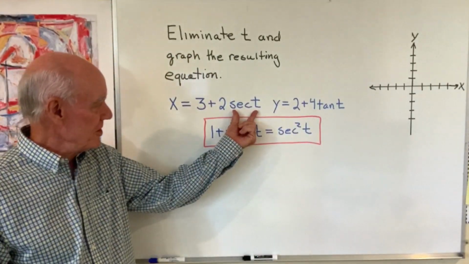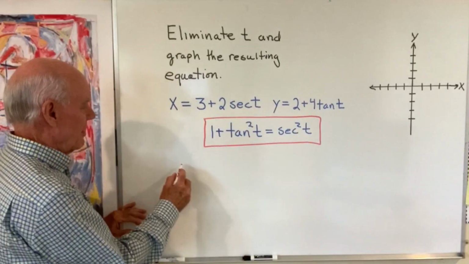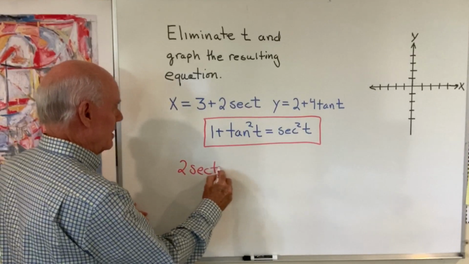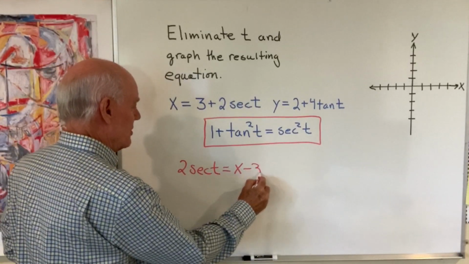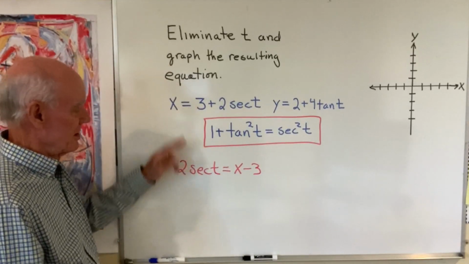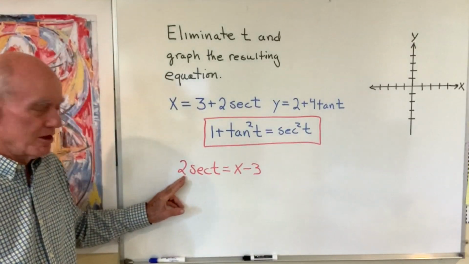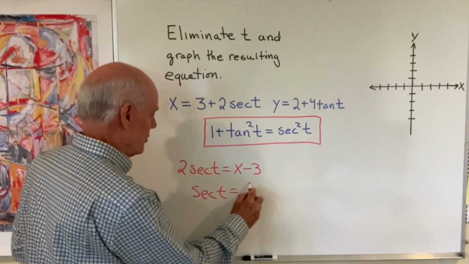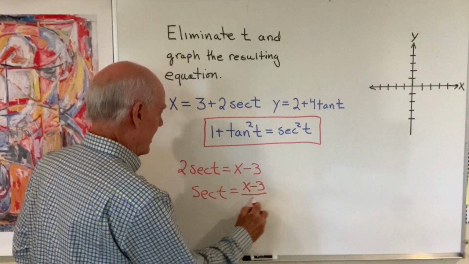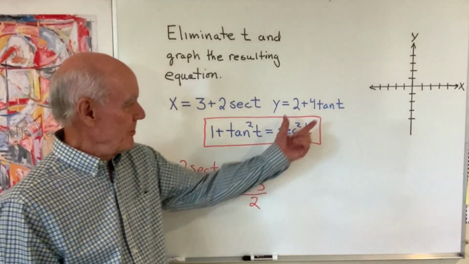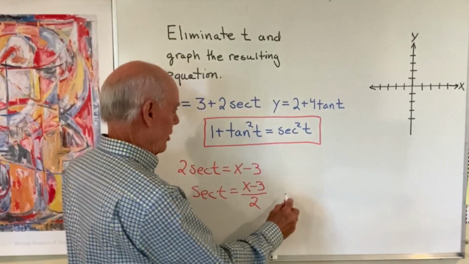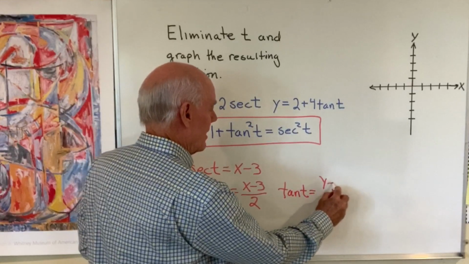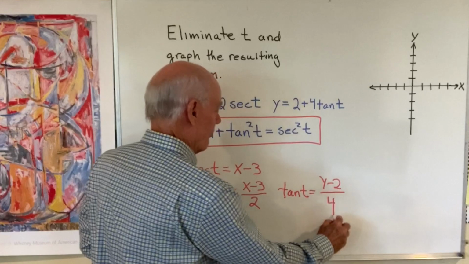So I'm going to solve this equation right here for secant t. When I do that, I'll get 2 secant t is equal to x minus 3 when I subtract 3 from both sides. Then I want just secant t, so I'm going to divide both sides by 2, and I'll get secant t is equal to x minus 3 all divided by 2. Now likewise, I'm going to do the same thing here for tangent. I'll just do it all at once. Tangent t is going to be equal to y minus 2 all divided by 4.